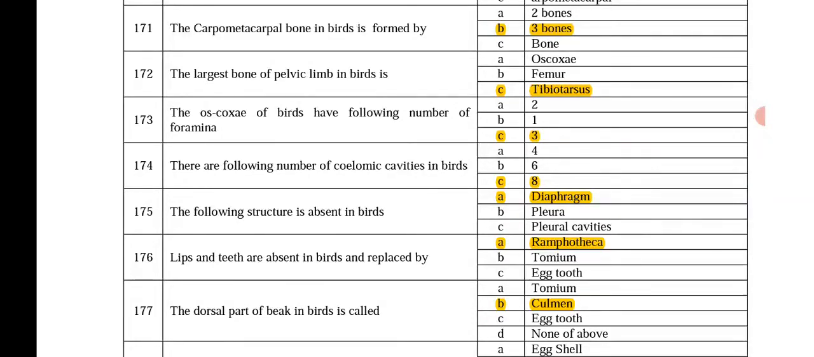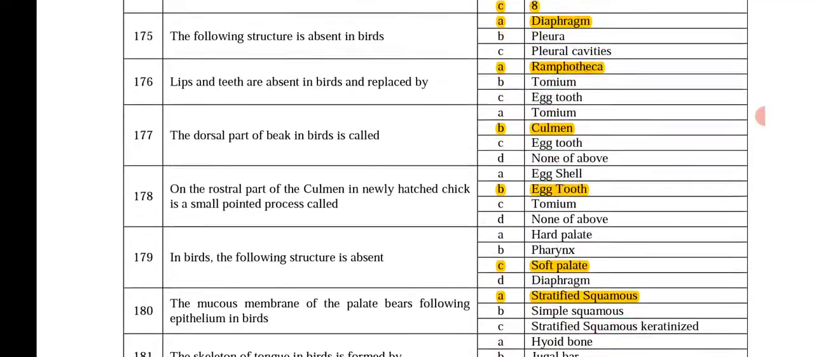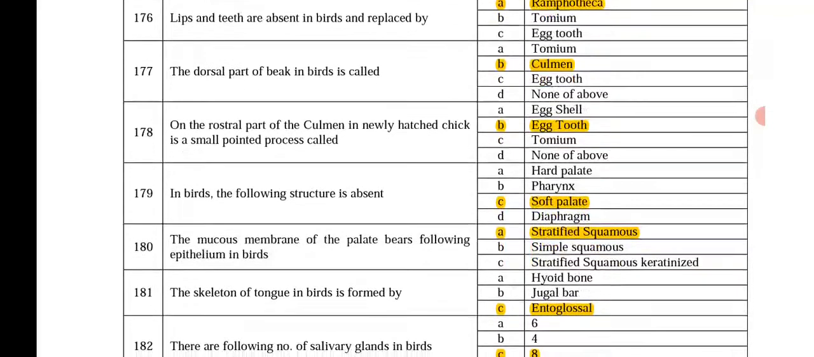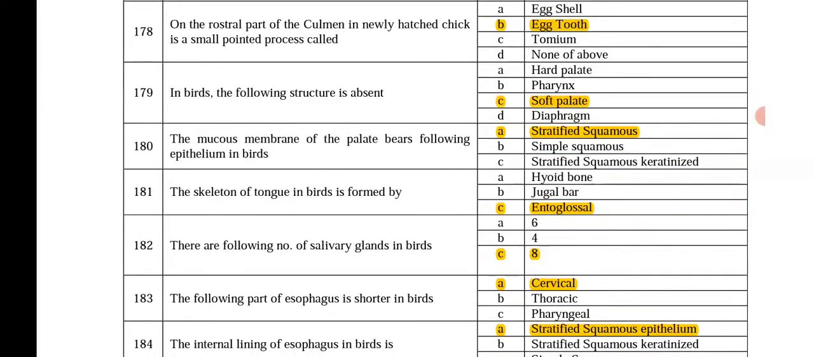The following structure is present in birds: diaphragm. Lips and teeth present in other animals are replaced by rhamphotheca in birds. The dorsal part of beak in birds is called culmen. On the rostral part of culmen in newly hatched chicken is a small pointed process called egg tooth. In birds, the following structure is absent: soft palate. The mucous membrane of palate bears following epithelium in birds: stratified squamous epithelium.